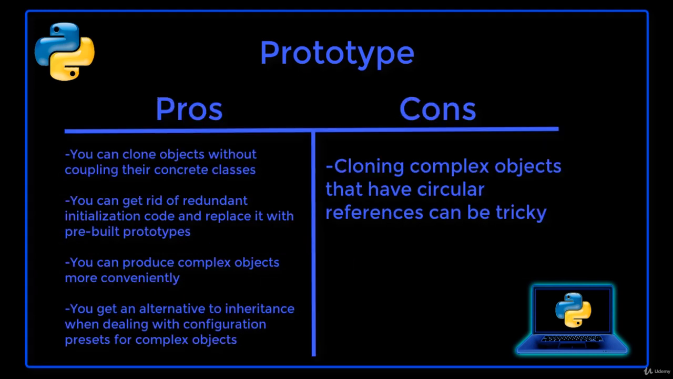Let's look at the pros and cons of using the prototype design pattern. The advantages are that you can clone objects without coupling their concrete classes. You can get rid of redundant initialization code and replace it with pre-built prototypes. You can produce complex objects more conveniently. And you get an alternative to inheritance when dealing with configuration presets for complex objects. The drawback is that cloning complex objects that have circular references can be tricky.